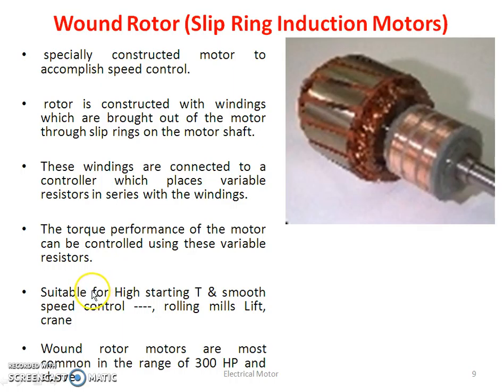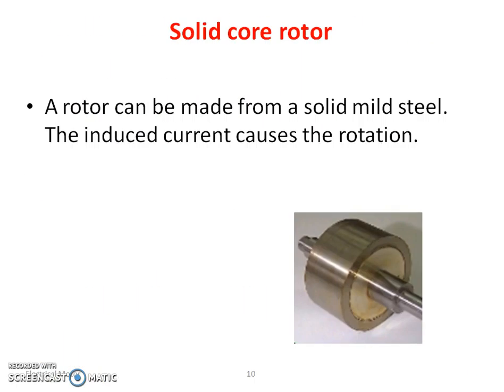So this motor is particularly suitable for high starting torque and smooth speed control, and main applications are rolling mills, lifts, cranes, etc. These motors are most common in the range of 300 HP and above. Rotor, it may be a solid core rotor also. Here the rotor is made from solid mild steel, and so the current induced in this rotor causes the rotation. Here, as the conductors are absent, this motor gives very low noise.